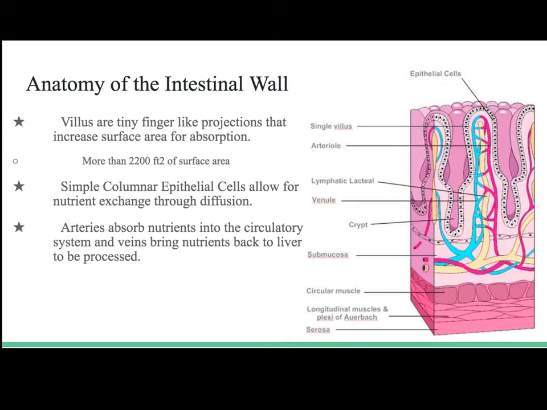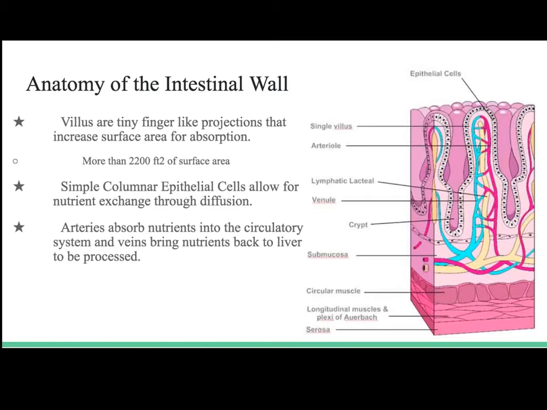So what does this wall look like? I mentioned before that it's a little bit different here than it would be in the esophagus, but we have all these small finger-like projections, okay? So take a moment and take a look here. We have the serosa, we have the muscular layer, we have the circular and longitudinal muscles. We also have the submucosa, which is most notable for the blood vessels. And then all the way out here we would have our mucosa, which is basically going to be made up of all of these little villi. They increase the surface area for absorption to a maximum of about 2,200 square feet.